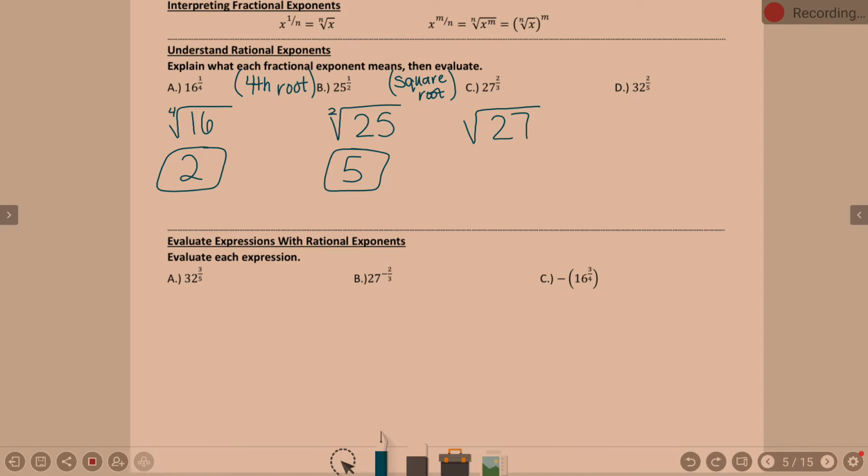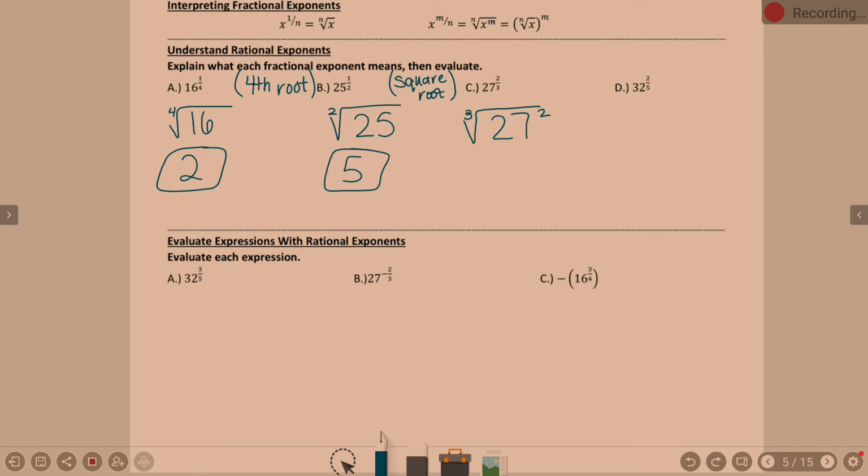My denominator 3 says that this is going to be a cube root. Yeah, the denominator says it's going to be a cube root. What does that numerator of 2 say? The numerator says it's going to be a power. So now, we can do this one of 2 ways.